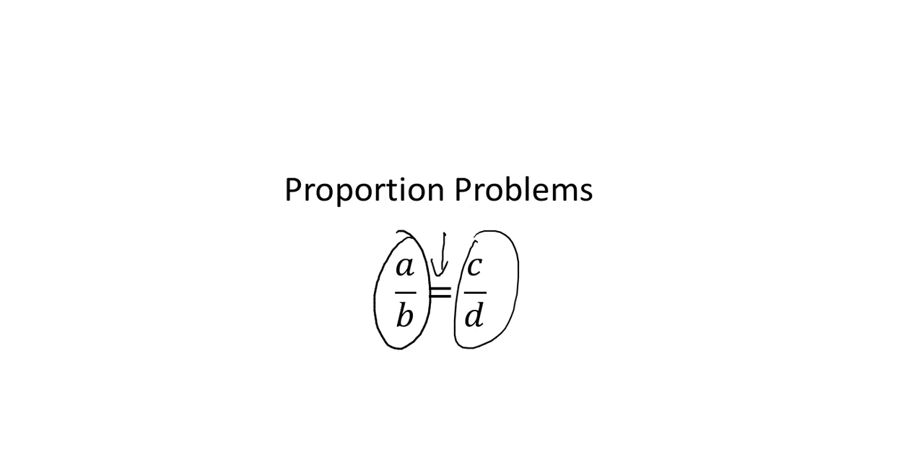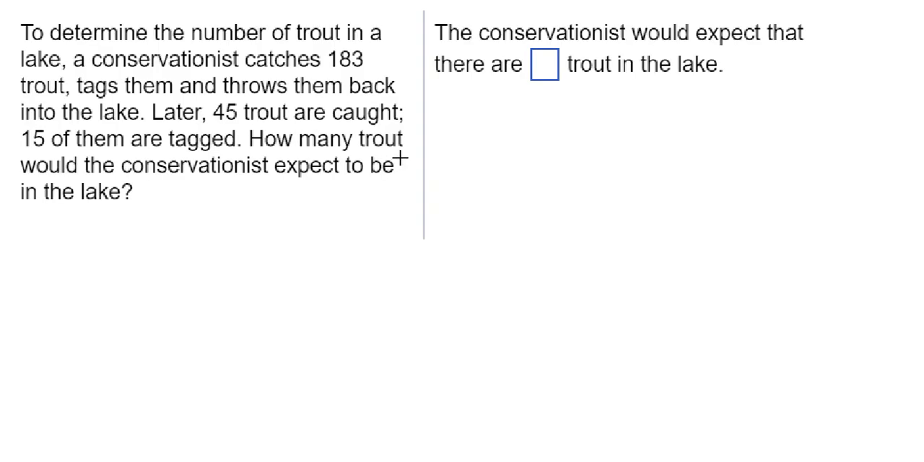So let's go ahead and take a look at a word problem that has a proportion. To determine the number of trout in a lake, a conservationist catches 183 trout, tags them, and throws them back into the lake. Later, 45 trout are caught. 15 of them are tagged. How many trout would the conservationist expect to be in the lake?